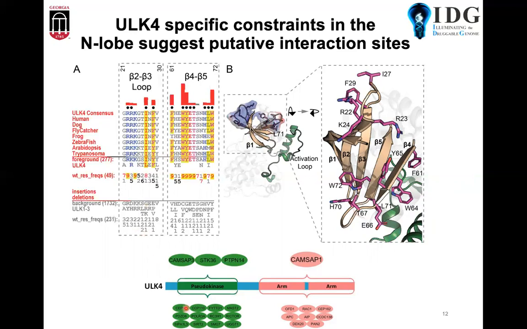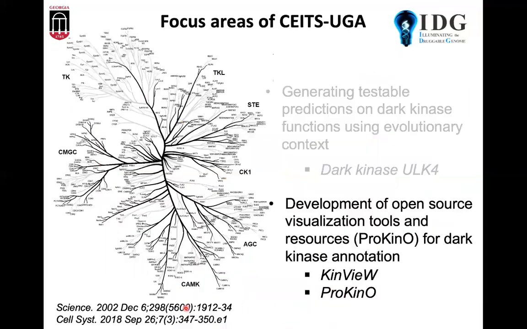And again, this is ongoing work where we're trying to really tease out these interaction interfaces or functional sites within the ULK4 kinase domain. So this work illustrates how we can use the evolutionary constraints acting on kinase sequences in conjunction with experimental studies to generate mechanistic hypotheses or insights into some of the dark kinase functions, such as ULK4.